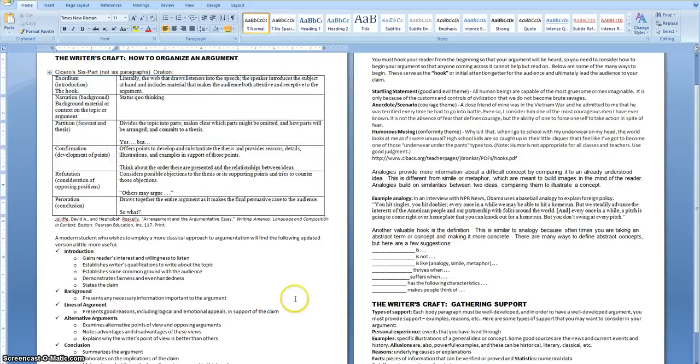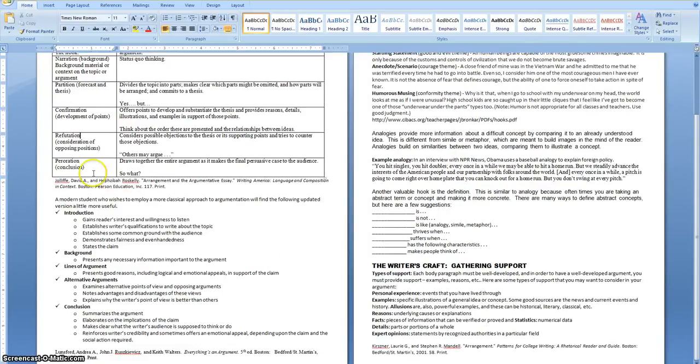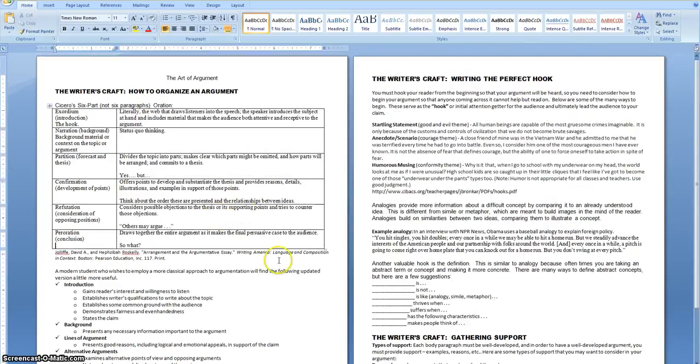Your confirmation is where you develop your opinion, and so you have your points, your reasons, along with support. Evidence is key. Both of those elements are key. You don't just start with evidence, you start with a reason for your opinion or your claim, and then you prove it. The refutation, these are not always in essays. It's where you consider the opposing arguments, and you either agree with them, you concede and say they're right a little bit about this point, or you refute them and you argue how they are incorrect and prove how they are incorrect. And then the conclusion. So those are Cicero's 6 parts.